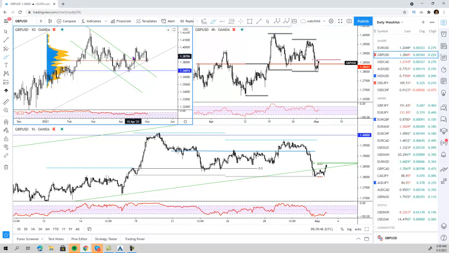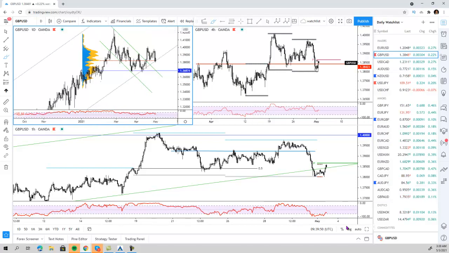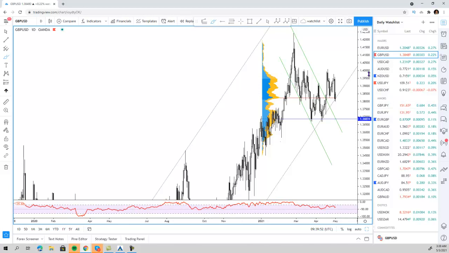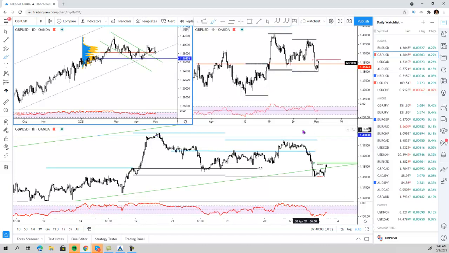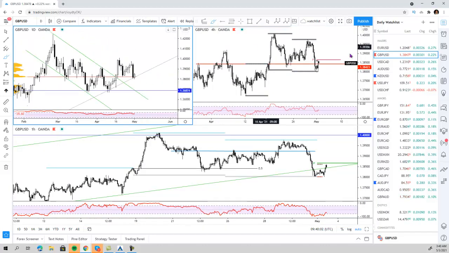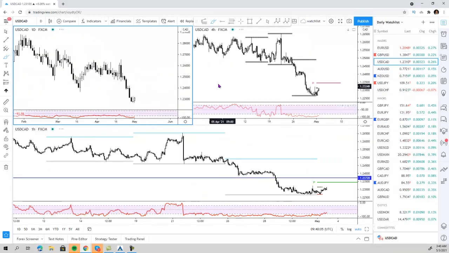Until we break that point of control and that bullish structure, because look at that, this is a big, long-term bullish structure. We're talking about a structure that started in March. Until we break that, I'm going to still be bullish biased.